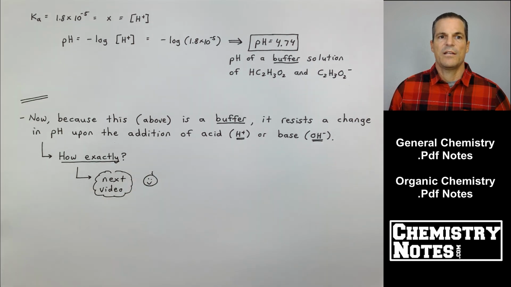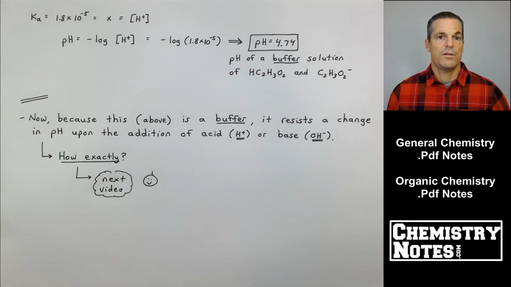What does it say down here? It says now, because this is a buffer, the pH 4.74 solution is a buffer, it resists a change in pH upon the addition of acid, H+, or base, OH-. How exactly? I'm going to show you that right now in video number 2, which is coming up. Okay, so stick around for that.